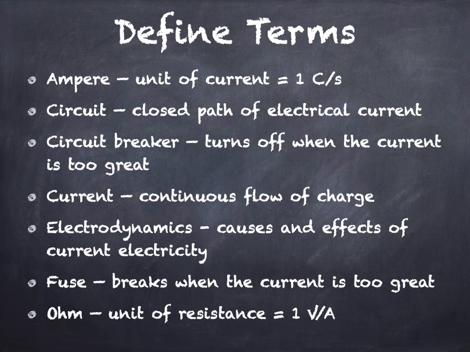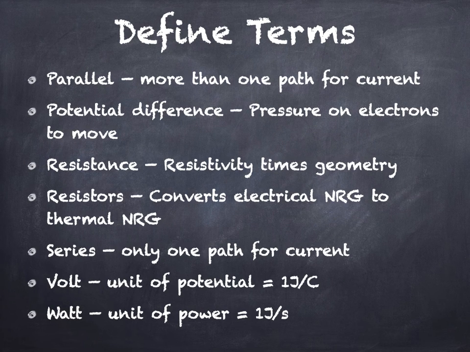A fuse breaks when current is too great. So you have to replace a fuse. You can flip a circuit breaker, but you have to replace a fuse. An ohm is a unit of resistance, 1 volt per amp. How much power it takes to create a certain amount of current. Parallel means more than one path for the current. So if you have a parallel system, the current can flow in different directions. Potential difference is the pressure on electrons to move. This is the energy or the force, but think of it as potential, the energy of position or condition. That idea is there. It's not exactly potential, it's a technical difference, but it's very similar.